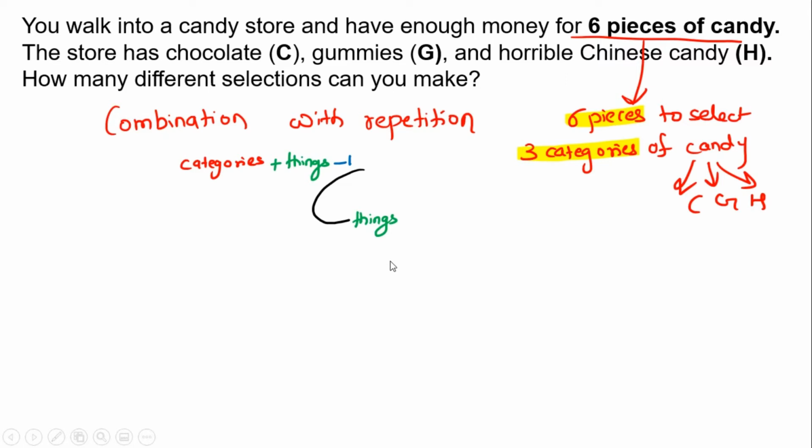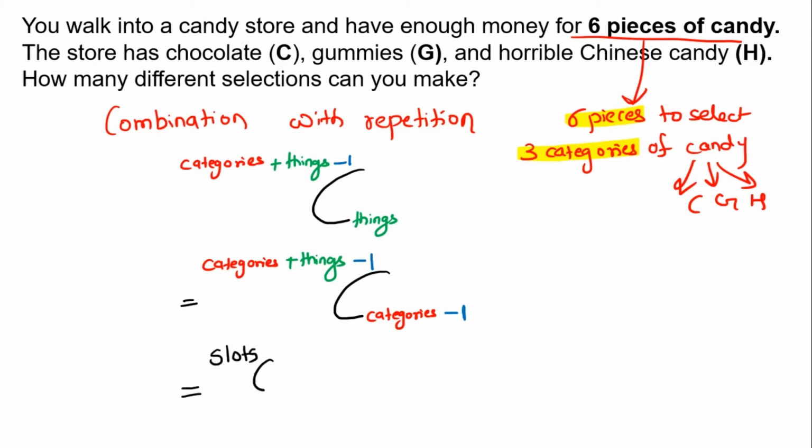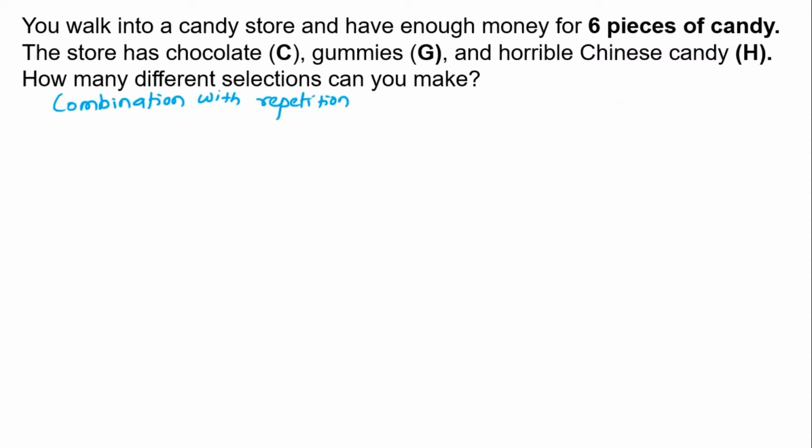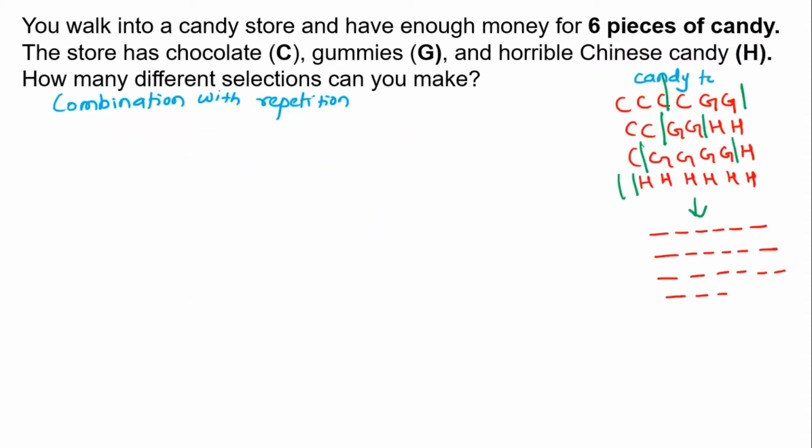Next formula based on the same thing is: how many categories you are having plus how many pieces you have to select, or how many things you have to choose, minus 1, combination with how many categories you are having minus 1. These are just the formula, and the last is slots combination with dividers. Let's understand this formula with the solution to this problem.